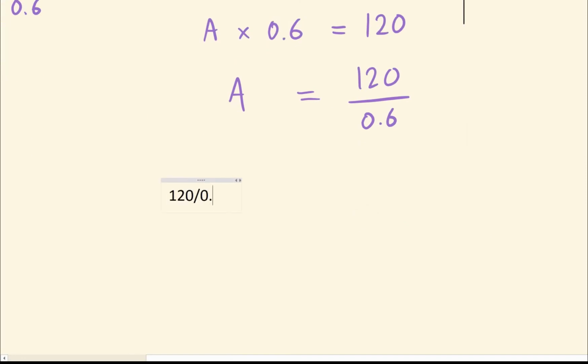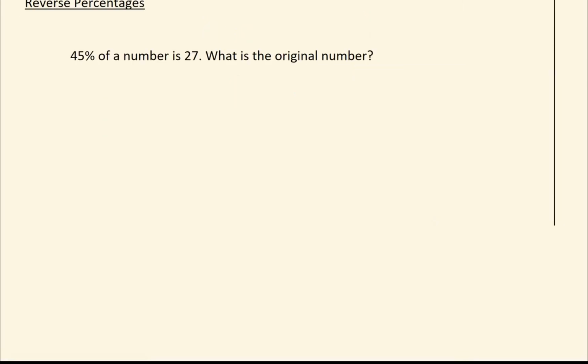So 120 divided by 0.6 gives us 200. So therefore the original amount was £200. Okay, slightly harder idea. Let's see it again.